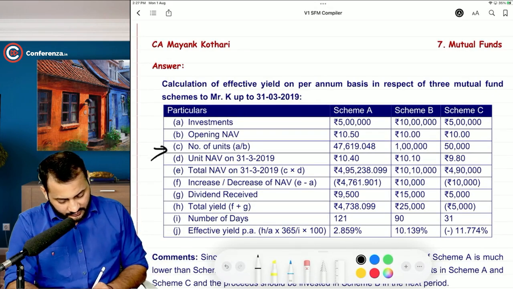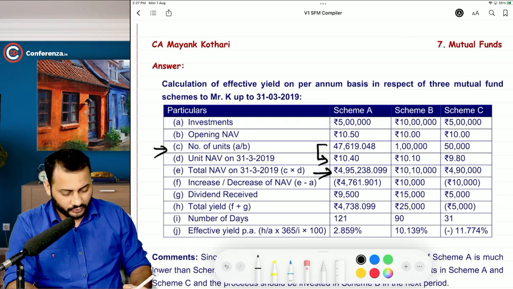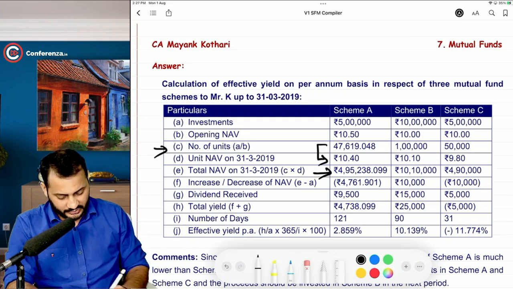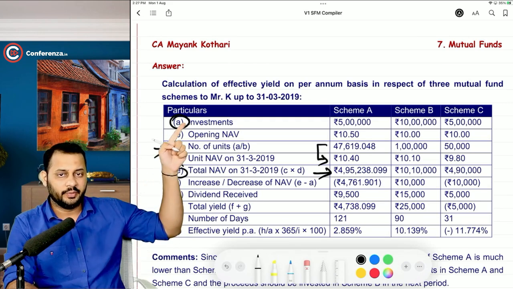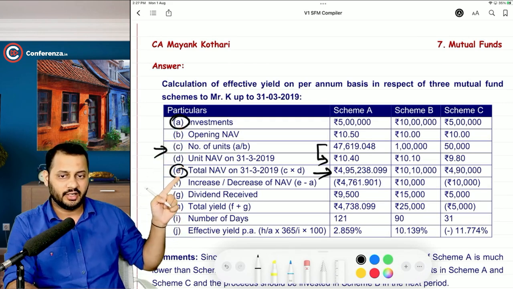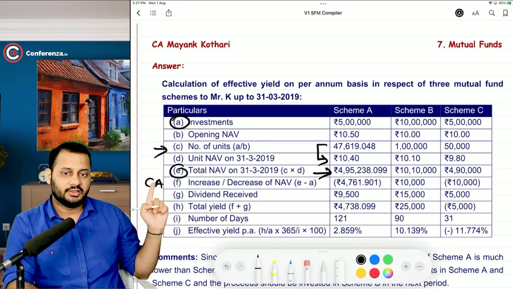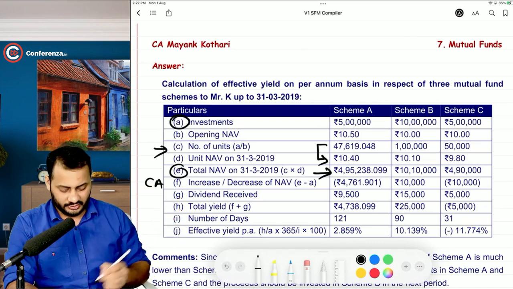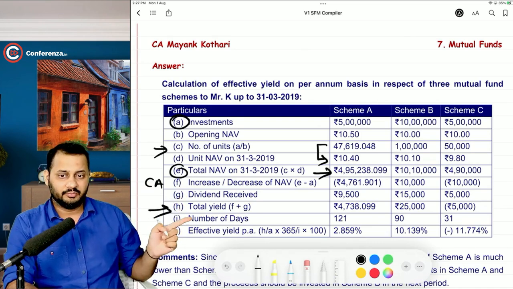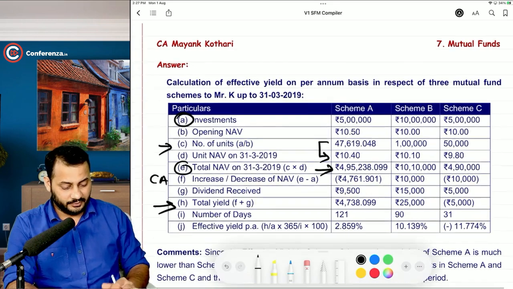So this is the number of units. This number of units when multiplied with the closing NAV will give you the closing net asset value. So the difference between the opening and the closing will give you the increase or decrease in NAV, that is called capital appreciation. This will be added to the dividend to give you the total yield. This is the total yield, and this is the number of days for which you have held those units. And then this is the formula. The formula is similar. Simple formula, sir.